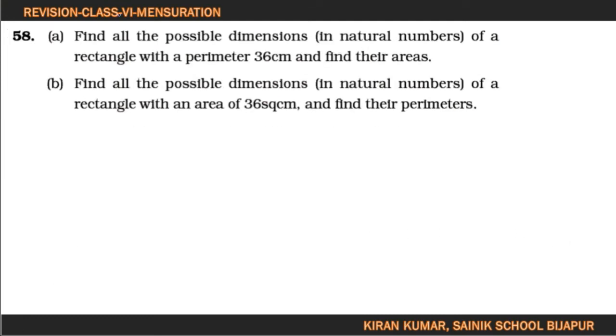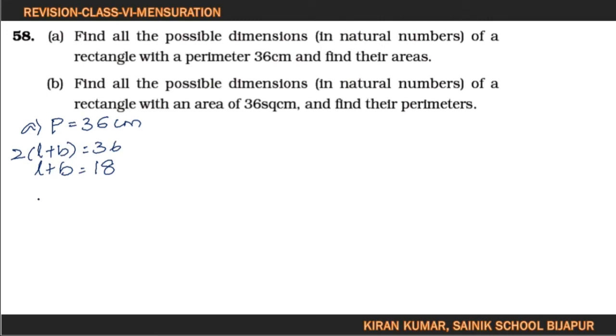Question number 58. In that there are two sub questions. Find all the possible dimensions in natural numbers of a rectangle with a perimeter 36 centimeters and find their areas. They have given the perimeter to be equal to 36 centimeters, which is 2 times length plus breadth, which is 36. So we get length plus breadth as 18.